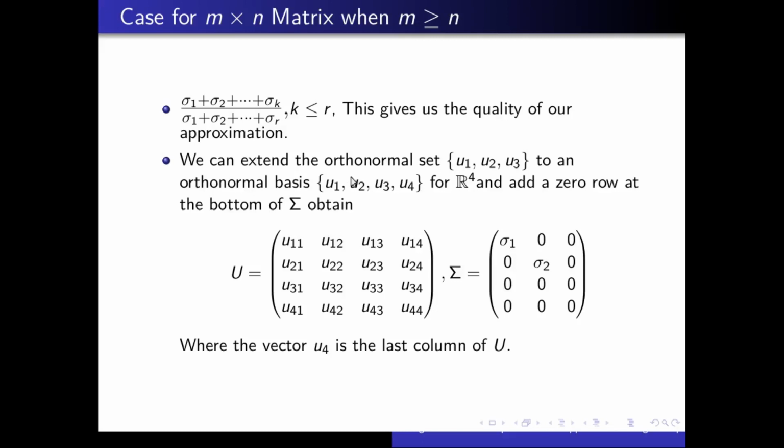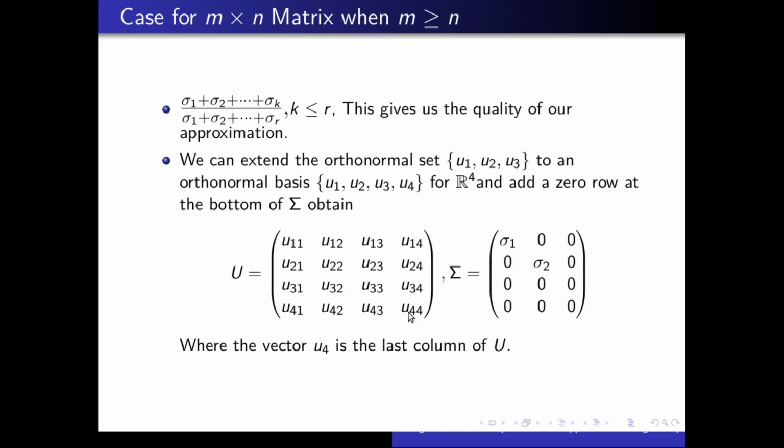Now, as seen earlier, anytime you have a set of linearly independent vectors, you can extend it to a basis. So the vectors u1, u2, and u3 are orthonormal, and by extension they will be linearly independent. We can extend that to an orthonormal basis of R4 and now form a new matrix U, a bigger one, where you have one extra column that we didn't have. So this vector U4 becomes the fourth column of U.